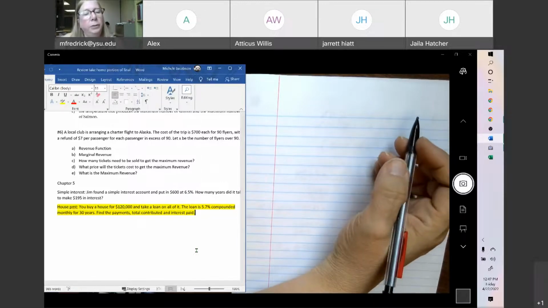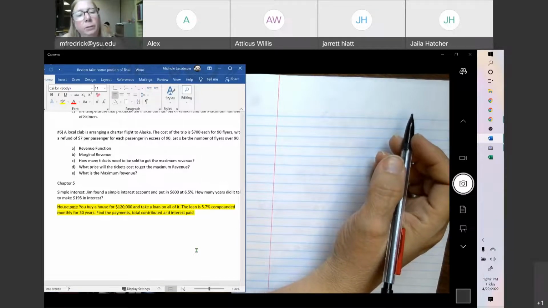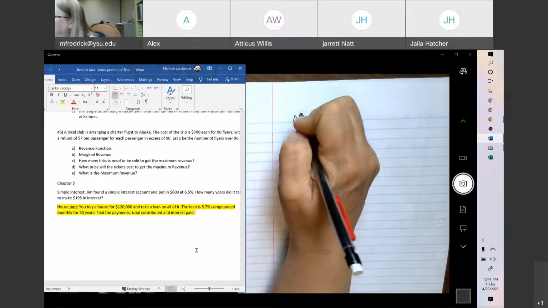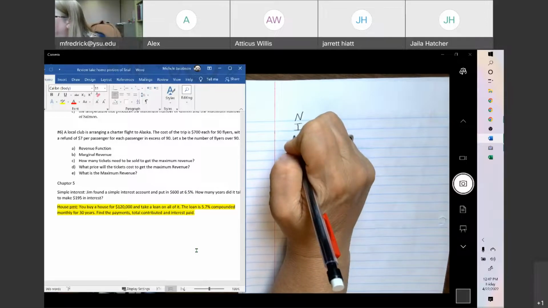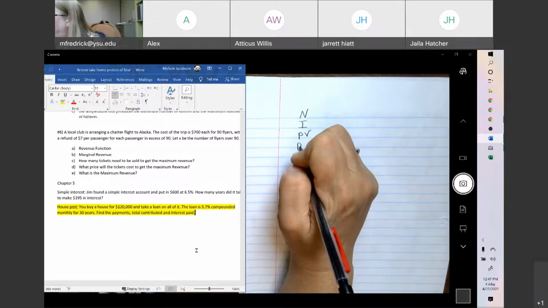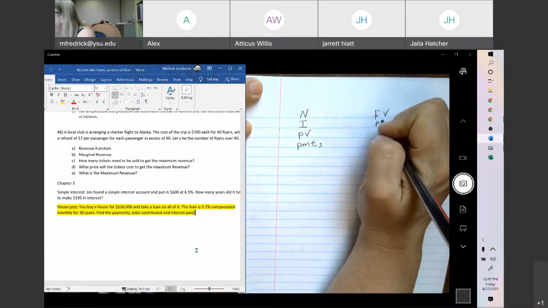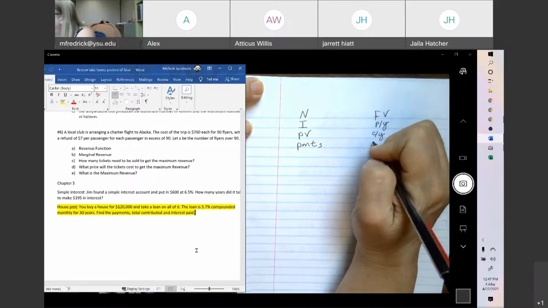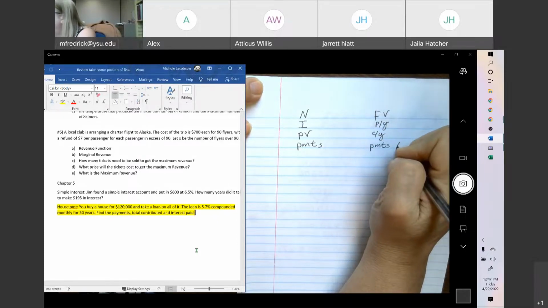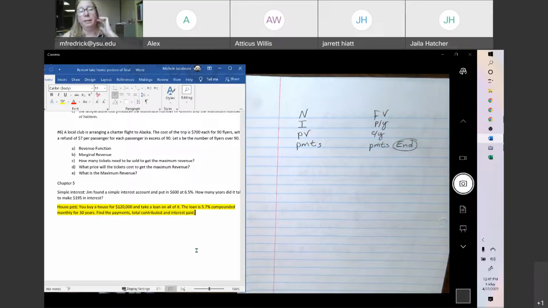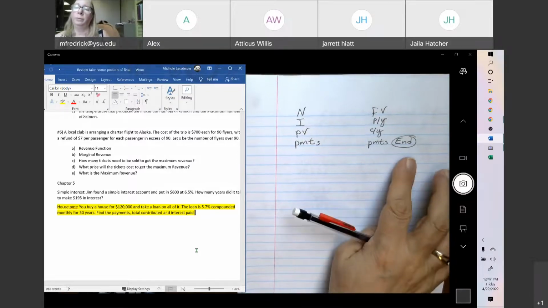You buy a house for 120,000 and take a loan on all of it. The loan is 5.7% compounded monthly for 30 years. Find the payments, total contributed, and interest paid. So we would use our finance in our calculator. Unless it says payments at beginning or annuity due, it will always be at the end.